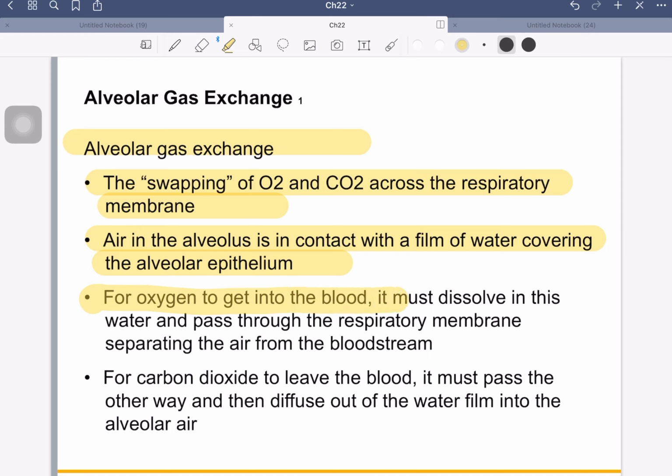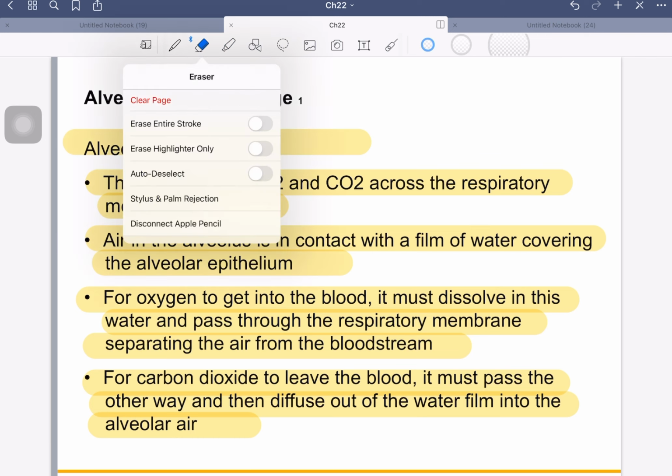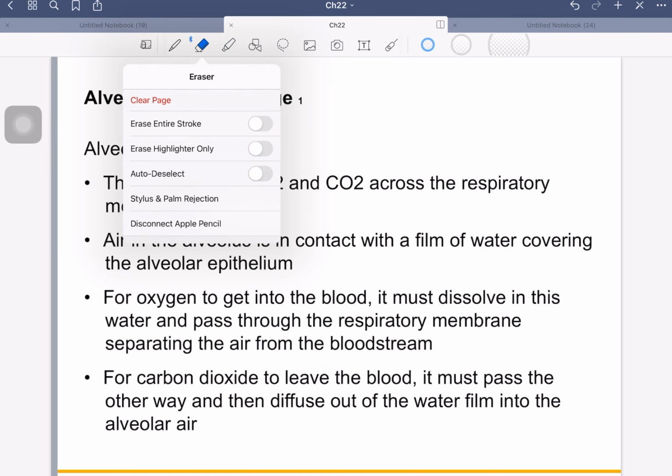For oxygen to get into the blood, it must dissolve in the water and pass through the respiratory membrane, separating the air from the bloodstream. Right? So that's oxygen going from inside the alveoli into the surrounding capillaries. For carbon dioxide, it has to pass the other way around. But on the way out, it has to pass through a water layer, the same water layer that's inside that alveoli. So it doesn't matter which gas you are, you have to be able to get yourself through that really thin water layer just on the inside surface of the alveoli. Oxygen has to do it, and carbon dioxide has to do it, or else I will not get gas exchange.